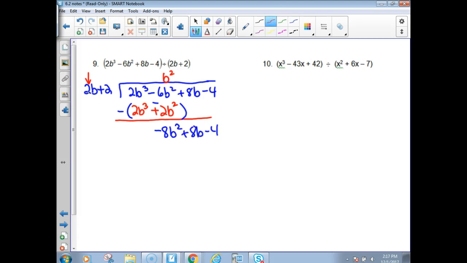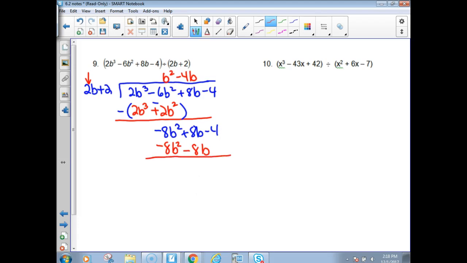All right, now I'll start over. 2b goes into negative 8b squared negative 4b times. So I got a minus 4b next. Multiply that out. Negative 4b times 2b is negative 8b squared. Negative 4b times 2 will be negative 8b.